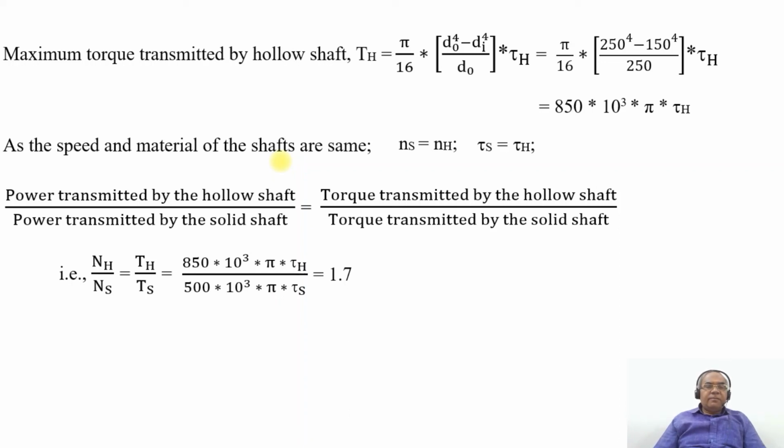So therefore, the ratio of the power transmitted by the hollow shaft to the power transmitted by the solid shaft will be equal to 1.7. So this is how you will be able to analyze and solve this particular problem. Thank you.